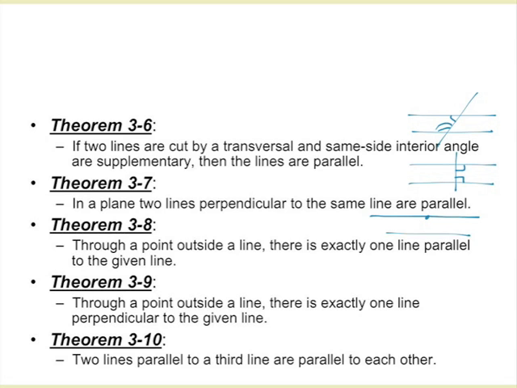Theorem 3.9 says, through a point outside of a line, there's one way to make a perpendicular. And theorem 3.10 says, if I have two lines that I know are both parallel to another line, then they are actually parallel to each other as well.